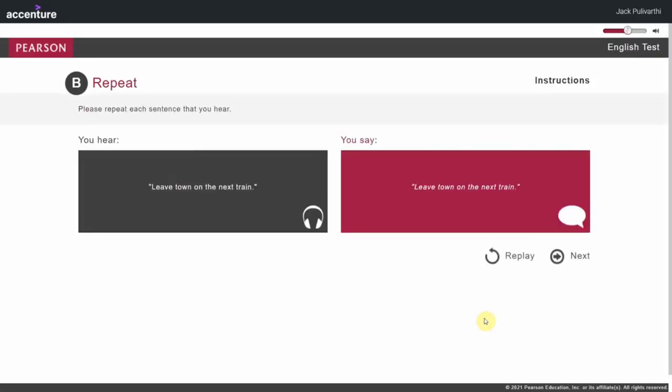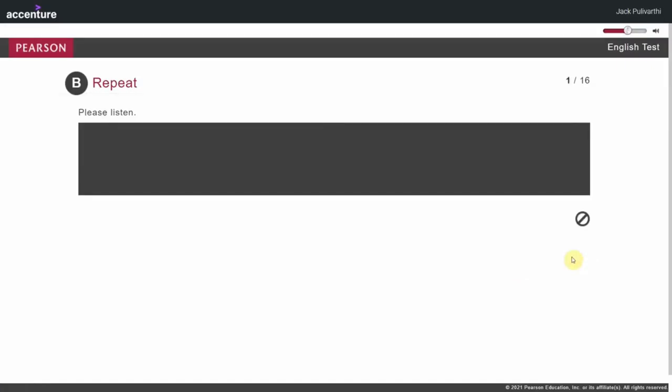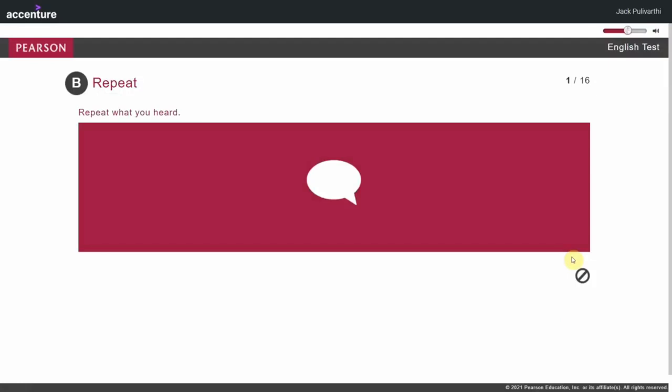Part B. Repeat. Please repeat each sentence that you hear. For example, a voice says, "Leave town on the next train." And you say, "Leave town on the next train." I'm feeling much better, thank you. He shouldn't give you any trouble. Either open the window or turn on the fan. To tell you the truth, I don't really know.